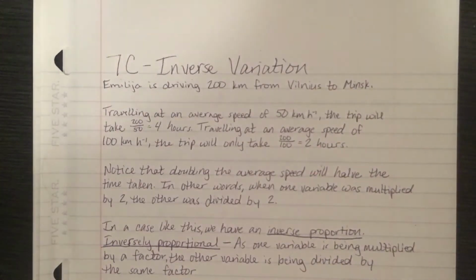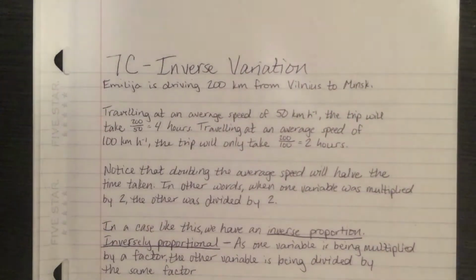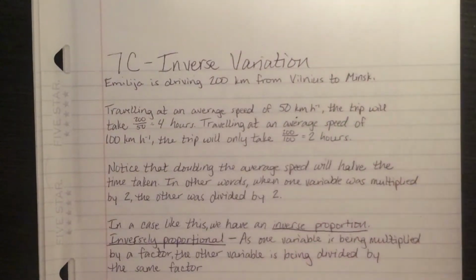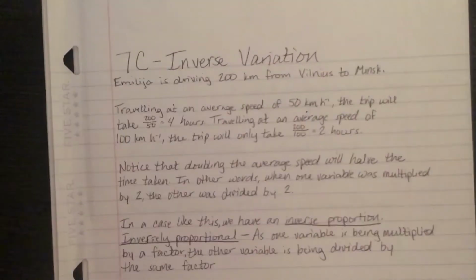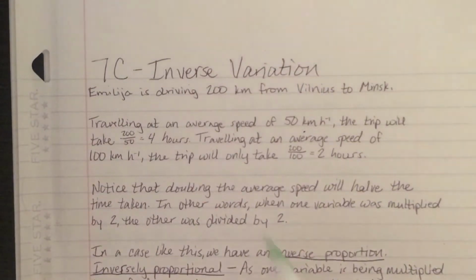So, I wanted to start this concept of inverse variation by starting with a concept that you all will be very familiar with, which is driving and speed to get to places. So if you're driving 200 kilometers to get from Vilnius to Minsk, if you're traveling at an average speed of 50 kilometers an hour, you can probably figure that out rather quickly. That trip is going to take 4 hours.